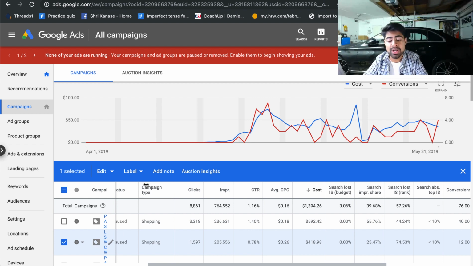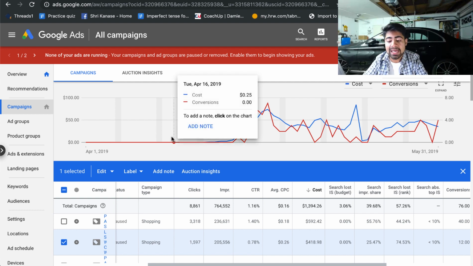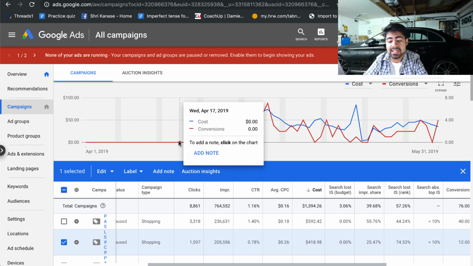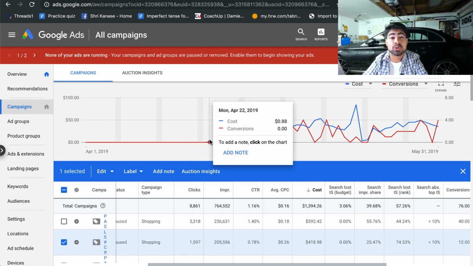But this campaign I started on April 16th. So back around this time, I started the campaign, and as you can see, on the first day that I started the campaign, it only spent 25 cents. And that was the case for a long time after that. As you can see, April 17, $0 spend, all the way up to about April 22. It was not even spending a single cent.